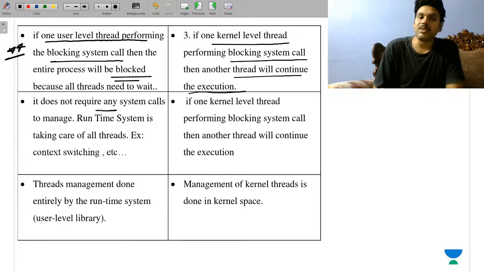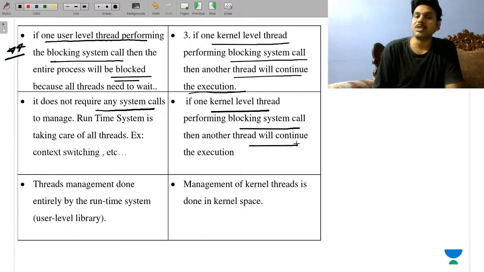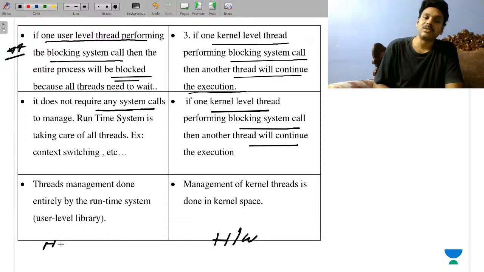So user level threads do not require any system calls, but kernel level threads require separate system calls, and they require hardware support, while user level threads do not require any kind of hardware support. No hardware support here.